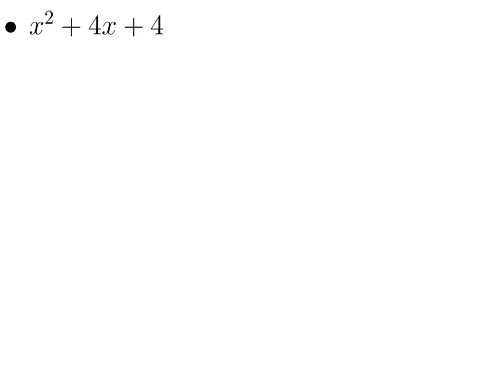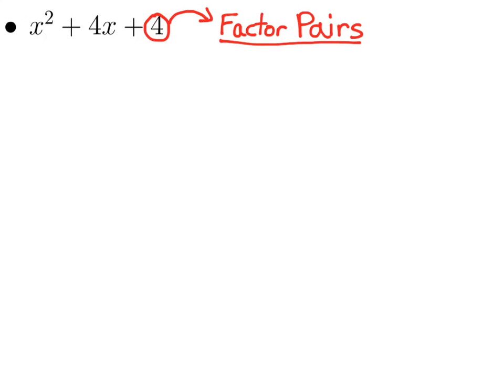Here's our first example problem. X squared plus 4x plus 4. It needs to be factored. First, notice that the 4 at the end, the constant term, is the number we're going to work with at first. And we need to factor pairs of 4, that is, two numbers that multiply together to make 4. It's going to be a list that sometimes gets kind of long and tedious, but you've got to do it, at least at first. So, 4 could be 1 times 4.